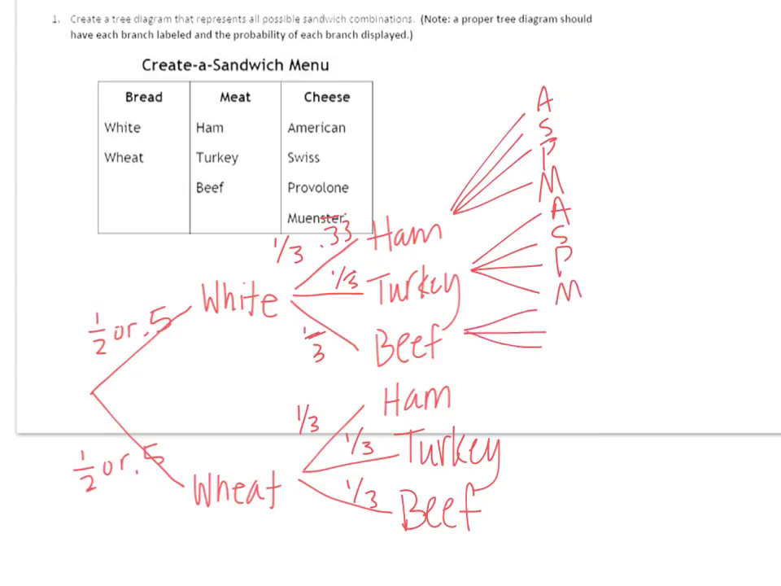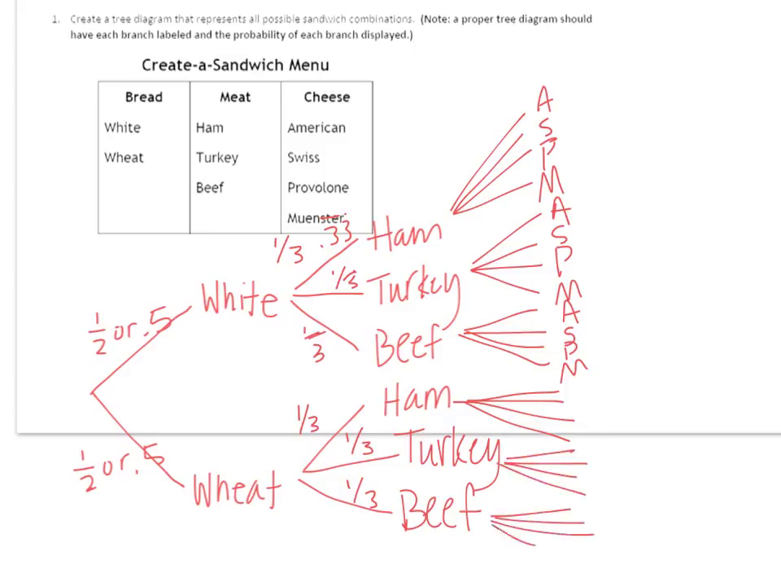American, Swiss, provolone, Munster. A, S, P, M. Oh my gosh, this looks so much better when I can write bigger. Okay, and then you would repeat those for the ones down here. So American, Swiss, provolone, Munster.